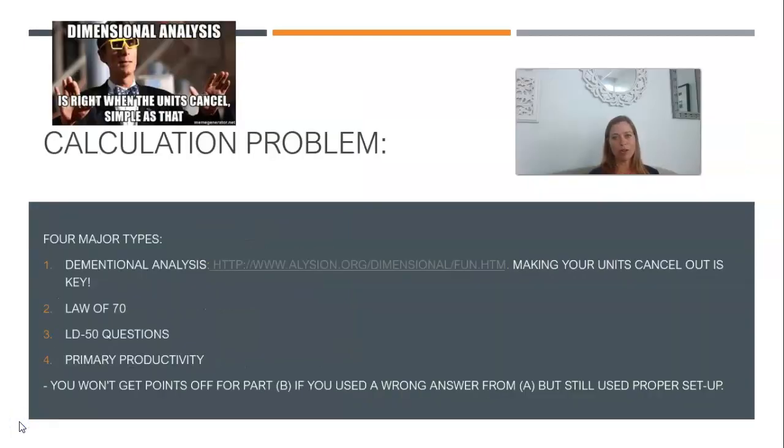So we've already been going over calculations. As you know, dimensional analysis is a big deal. If you're still struggling with dimensional analysis, I've included a link here so that you can check out another tutorial video, because at some point you're going to have to master it. It's going to keep kicking you in the hiney if you don't. Law of 70, once again, just be familiar with that concept. It has a tendency to show up. The LD50 questions show up, and primary productivity or efficiency of transfer between trophic levels show up. So just make sure that you're familiar with those problems. If you need any special help, you just contact me.